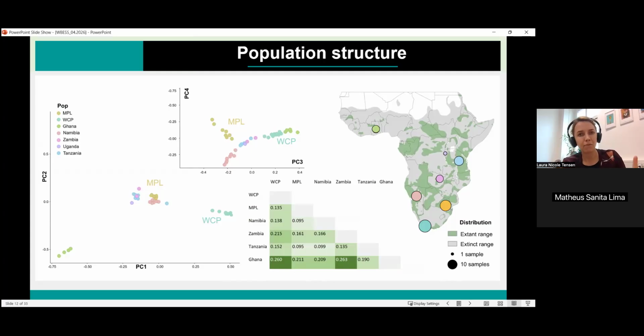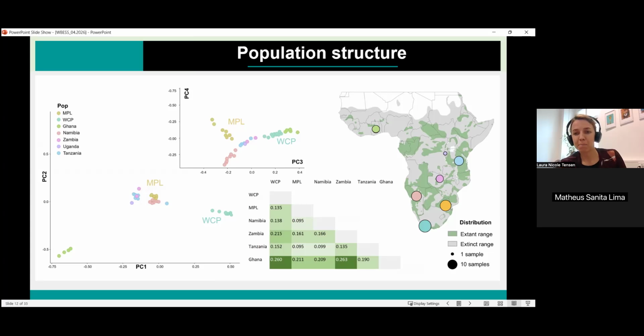And what you see on the left, the principal component analysis, the first and the second principal components, you can really see that the Western Cape population splits out from the rest of the continent, as well as Ghana. So Ghana is what you see in that left corner. This population structure holds in the third and fourth principal component analysis, where the Western Cape population and Ghana sit on the very right end of your figure.